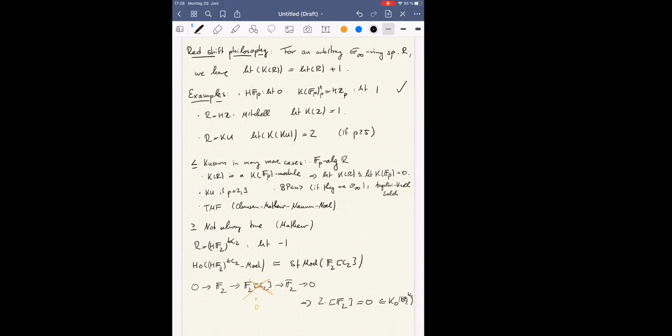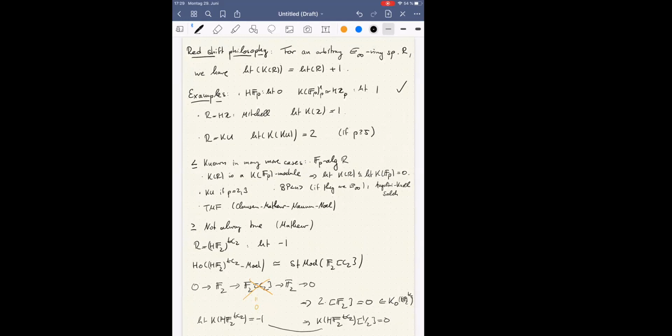Okay, and this implies in particular that this is 0, so the height of this is also -1, in contradiction with the most general form one could use for the redshift conjecture. I'm using the trivial C2 action on HF2.